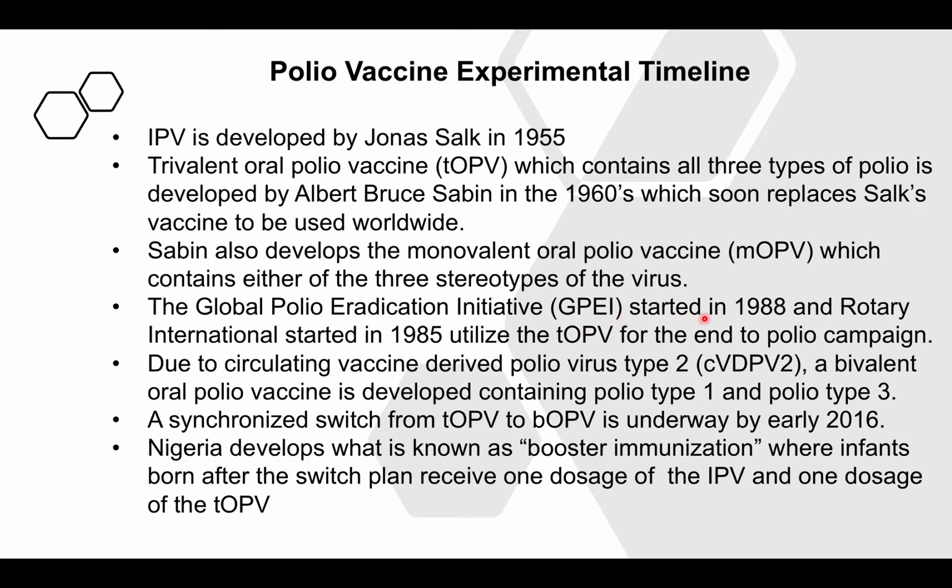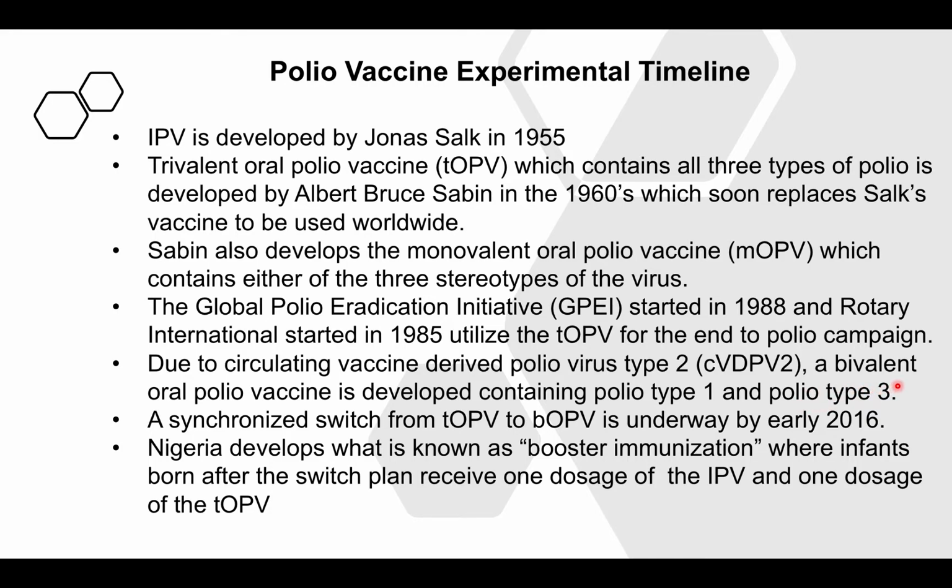The GPEI, which started in 1988, and Rotary International, which was started in 1985, were the first to utilize the TOPV on a very large scale. However, due to excessive production of the vaccine, what happened was emerging cases of circulating vaccine-derived poliovirus type 2 started to occur, which is a mutant strain of poliovirus type 2. In response to that, a bivalent oral polio vaccine was developed, which contains type 1 and type 3. That's why it's bivalent. It only contains these 2 types of the virus.